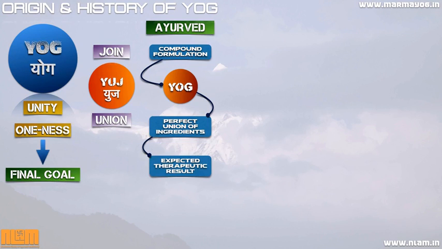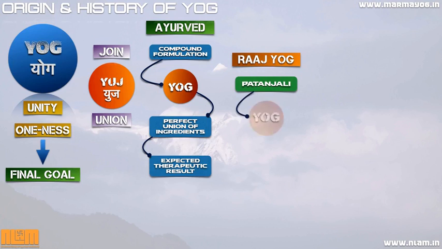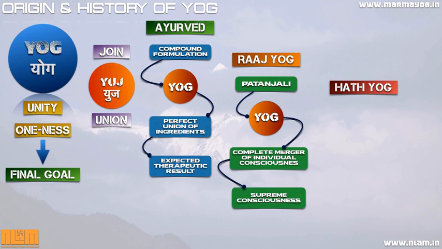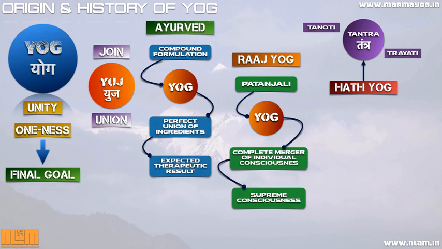In the same context, the term Raj Yoga, as expounded by Patanjali, indicates the final goal of complete merger or union of individual consciousness with supreme consciousness based on its core fundamentals. To understand further, let us take the example of another form of yoga called Hatha Yoga, whose fundamental practices find their source in Tantra. Tantra is derived from two Sanskrit dhatus, Tannoti and Trayati, which mean expansion and liberation respectively.